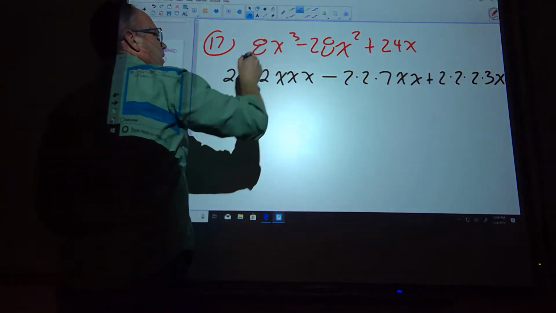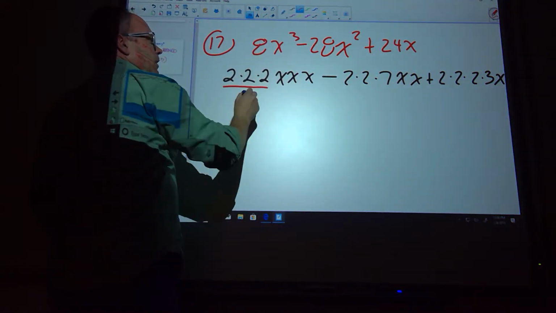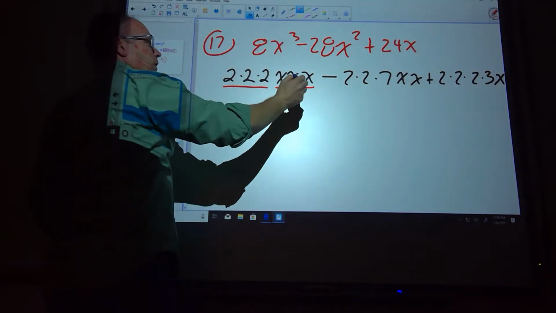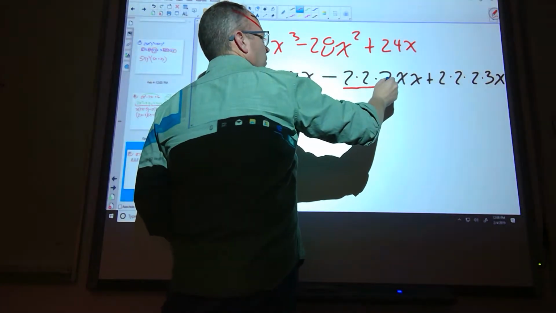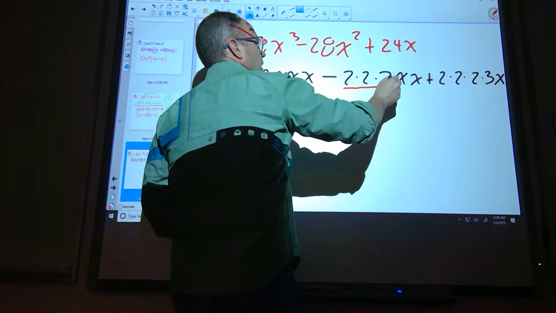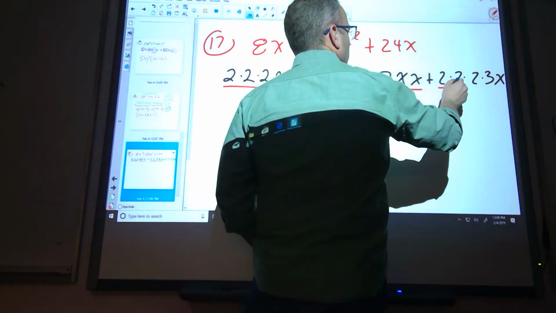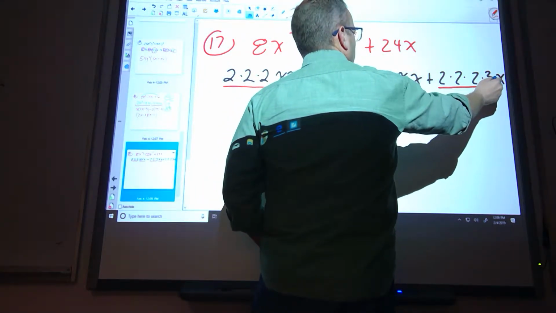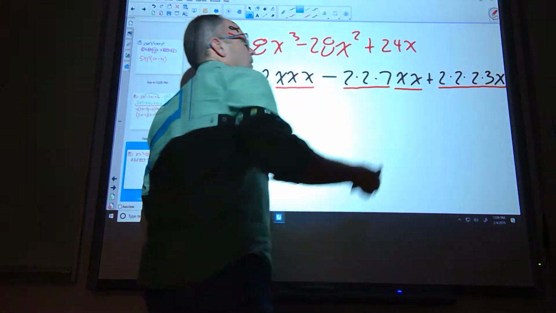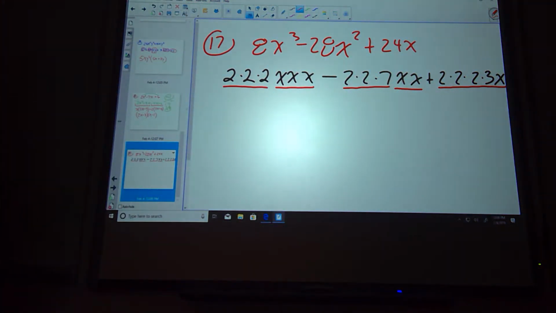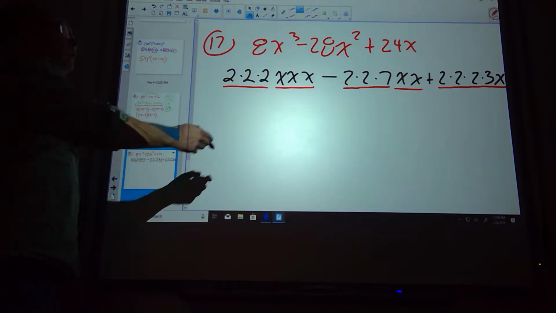So let's just verify. 2 times 2 times 2 is 8. X times x times x, x to the third. 2 times 2 is 4 times 7 is 28. And then x times x squared. And then 2 times 2 times 2 is 8. Times 3 is 24. And then x. Cool. So those are the prime components. And sometimes that's an easier way to look at the problem.